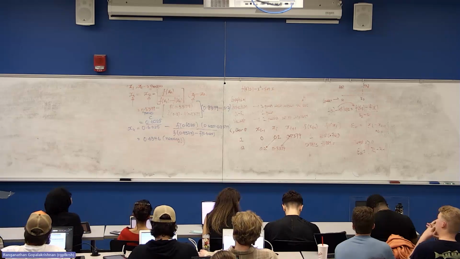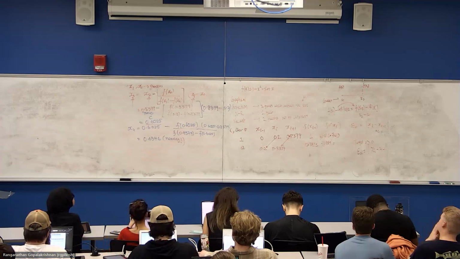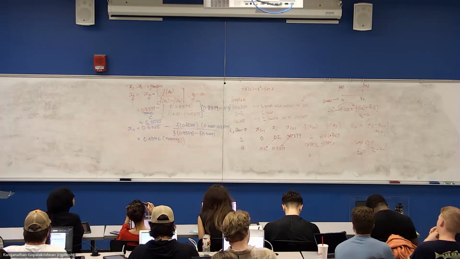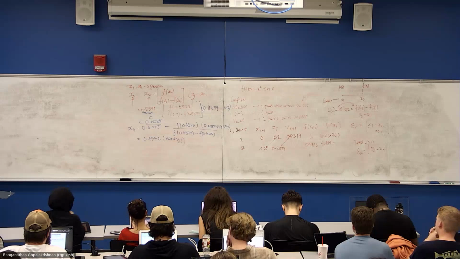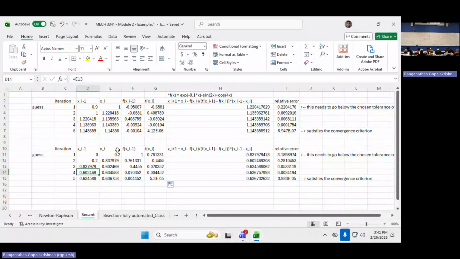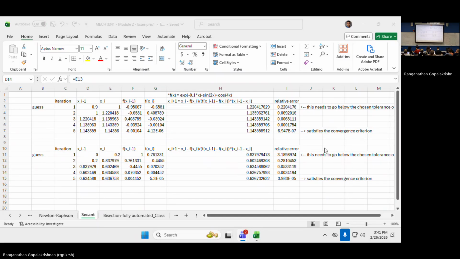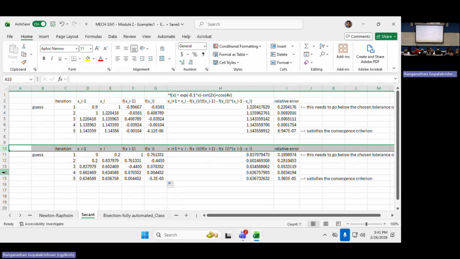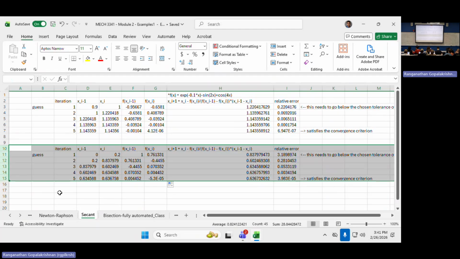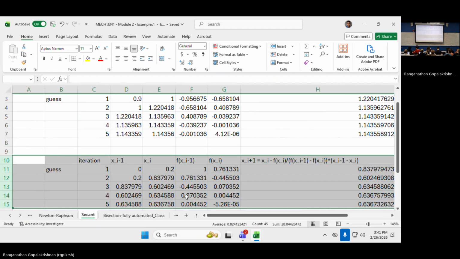We good? Can I show something on Excel sheet? All right. So this, if you look here between rows 10 onwards, hope this is clear.